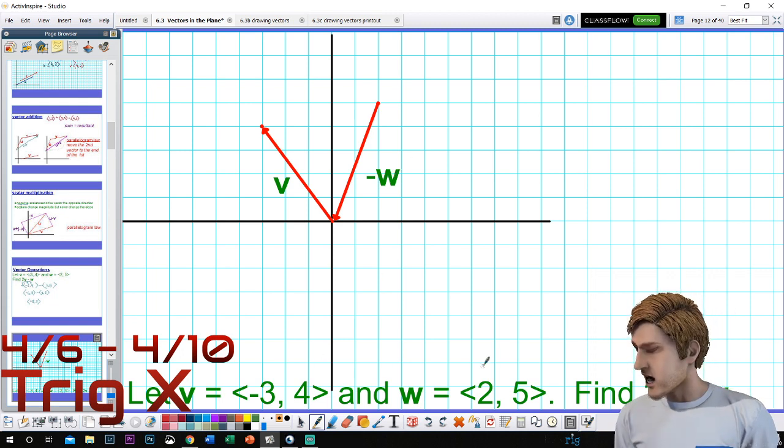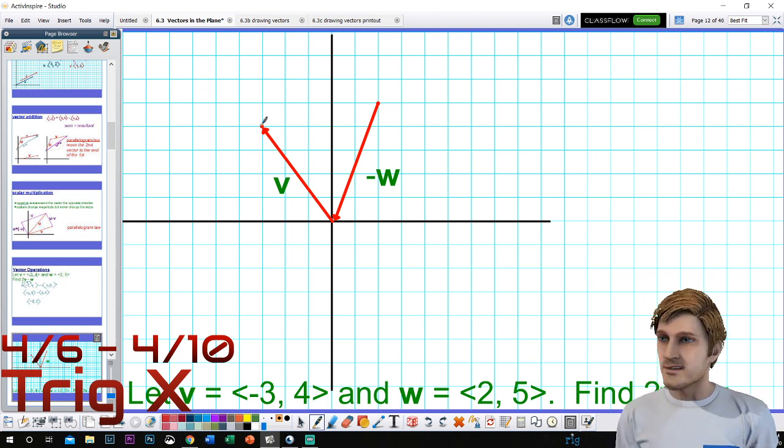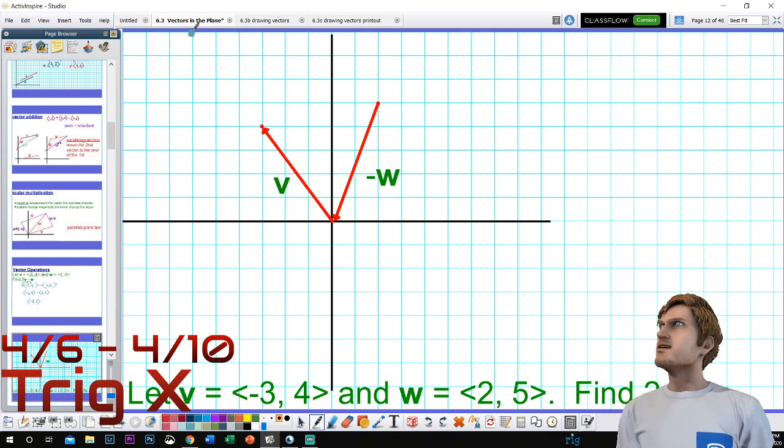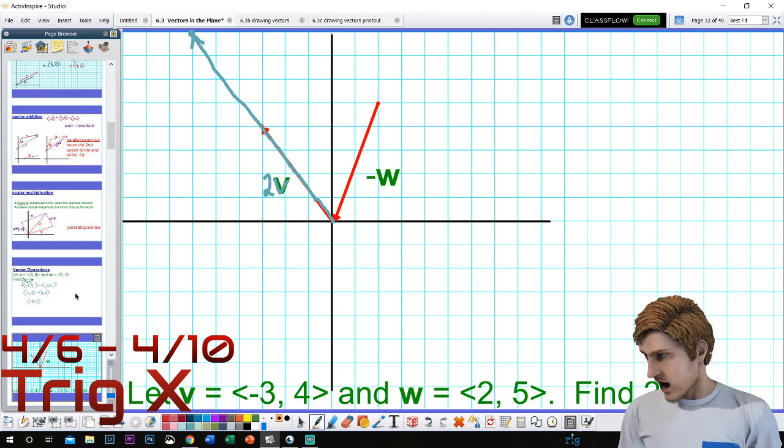Alright, so since this says 2v, I'm going to take v and double it in size. Now the easiest way to do this on your graph is just to do some counting. So if I go up 1, 2, 3, 4, and left 1, 2, 3, if I went up another 1, 2, 3, 4, and left another 1, 2, 3, that would take me to here. So this long vector, keep going, there we go. That long vector is vector 2v. Okay with that? Good.